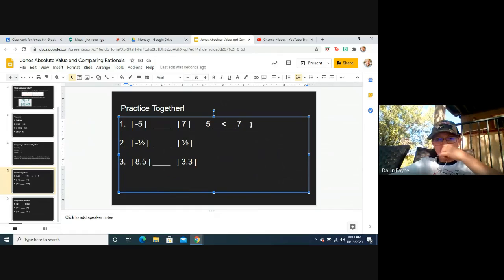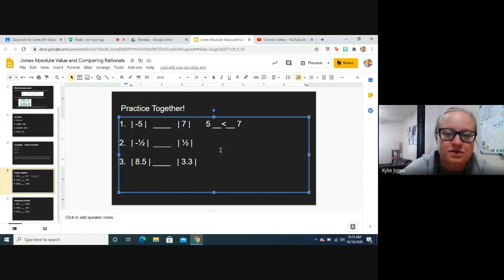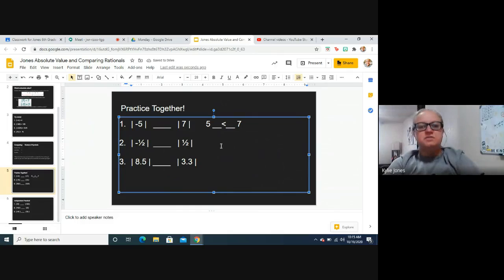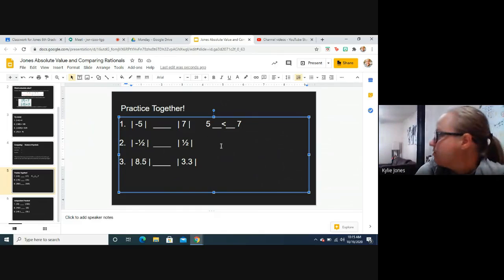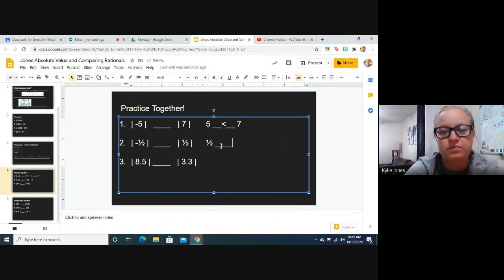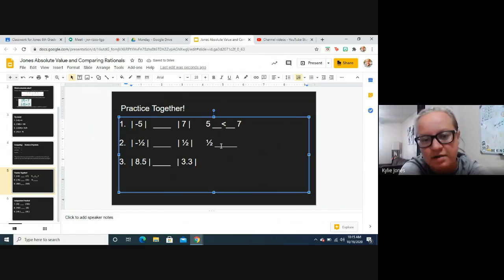The next one's not too difficult. So let's look at our next one here. We need to take our absolute values first. What is the absolute value of -1/2? Positive 1/2. Good. So we have our positive 1/2. Then there's our line for where we're going to put our symbol.